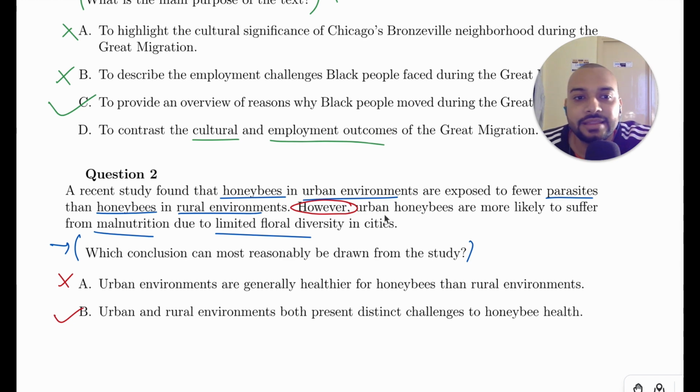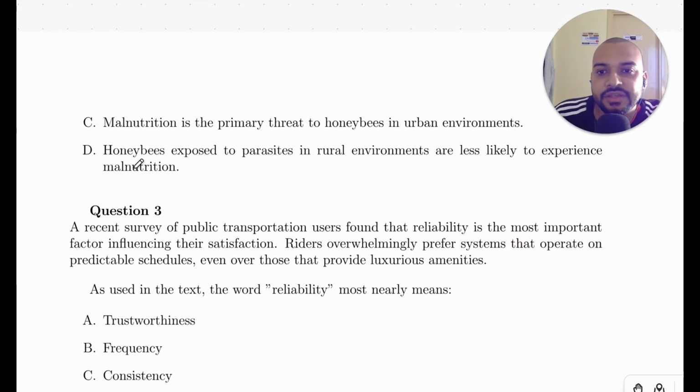Okay, let's look at the other options. Option C, malnutrition is the primary threat to honeybees in urban environments. Okay, it is a threat, yep, malnutrition. So this also looks correct, option C.